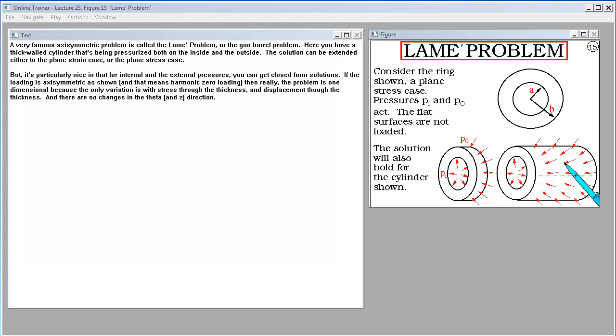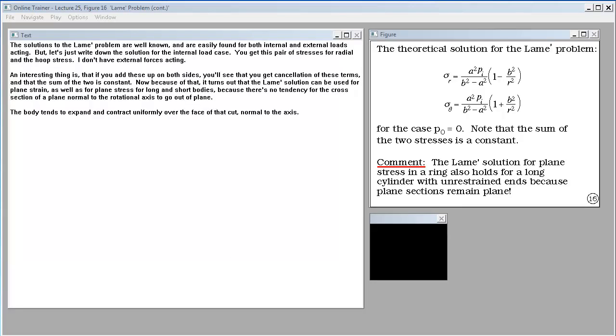If the loading is axisymmetric as shown, and that means harmonic zero loading, then really the problem's one-dimensional, because the only variation is with stress through the thickness and displacement through the thickness, and there are no changes in the theta direction. The solutions to the Lamé problem are well known and are easily found for both internal and external loads acting. But let's just write down the solution for the internal load case.